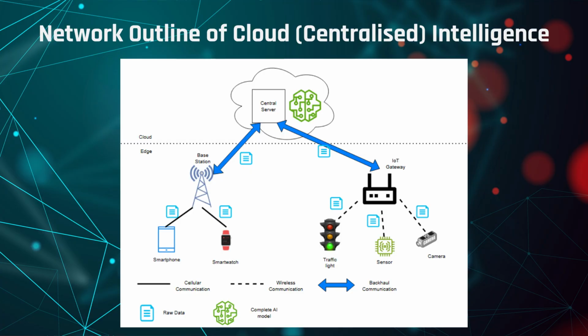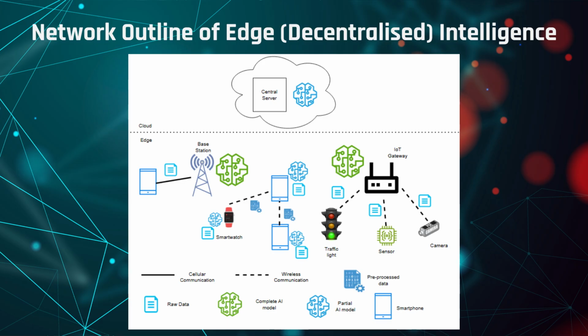This is the network outline of cloud intelligence. As you can see, all communication connects back to the central server in the cloud, and the AI model is only present within the cloud. However, for edge intelligence, the AI model has been transmitted across edge devices. Furthermore, most communication is done within edge devices and edge servers.